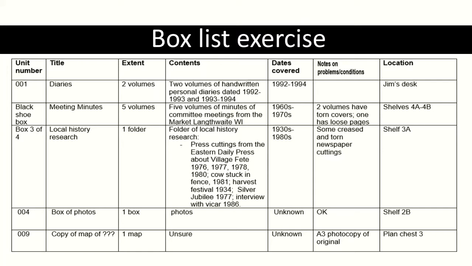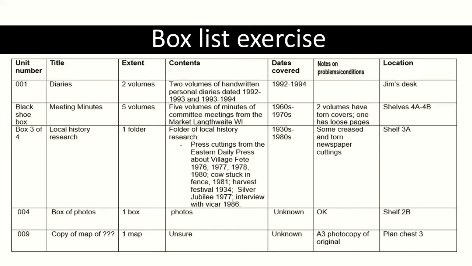Next up, we have black shoebox. This needs a more specific unit number. You might also question whether the entry has been filled out correctly. Looking at the location, the shoebox is recorded as being stored over 2 shelves. You should check whether the shoebox has been decanted into separate boxes, or if the location has been entered incorrectly.